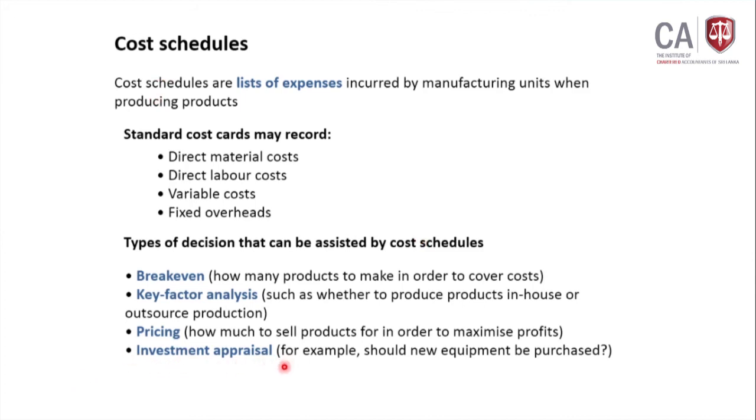Investment appraisal, for example, should new equipment be purchased? So you are going to analyze. In your production process, there were so many machineries used. That machinery does not provide very good production, so you are going to purchase new equipment. Based on the cost schedules, you know the expenses of the machinery, so then you know that machinery is not worth continuing. So let's buy new equipment. Likewise, investment appraisal can also be there.